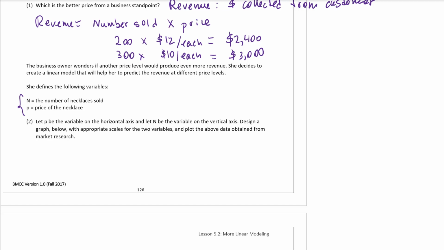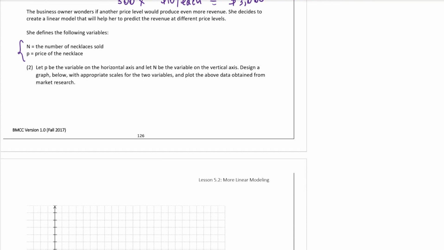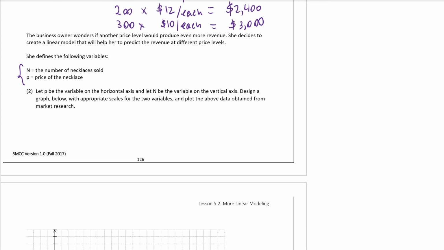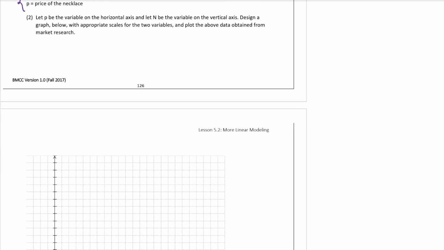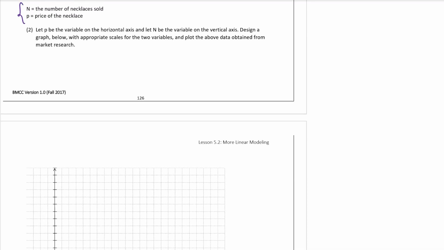Now let's read carefully the setup of question 2. It says, let P be the variable on the horizontal axis and N be the variable on the vertical axis. Design a graph below with the appropriate scales for the two variables and plot the above data obtained from the market research. All right, so the definition of what variable is what is important. So we have N, well, it's already here. We have the N and we have the P. Let me ask you a question.